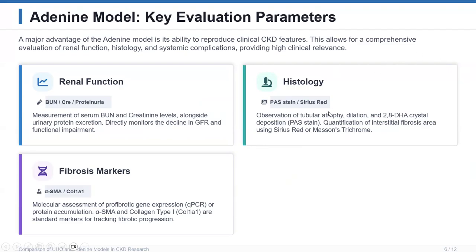Lastly, histology, such as PAS staining, also Sirius red. Observation of tubular atrophy, dilation, also 2,8-DHA crystal deposition by PAS staining, and quantification of interstitial fibrosis area using Sirius red or Masson's trichrome are recommended.